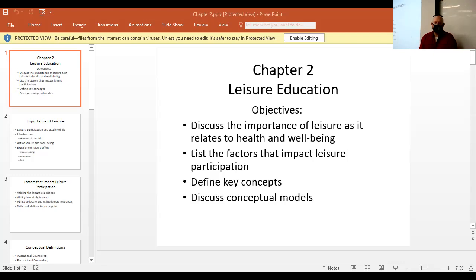Datillo's model of leisure education. I promise every class is not going to be like this, guys. I told you we would have to wade through this one. They're not all going to be this way, I promise.